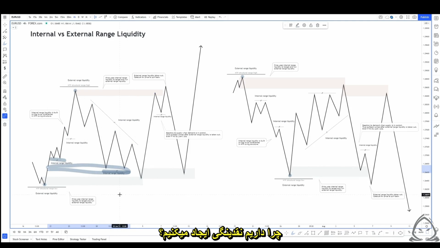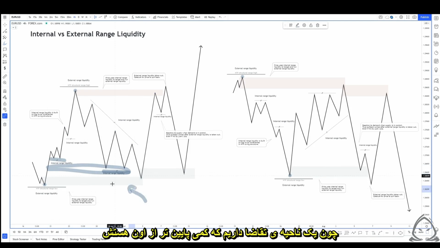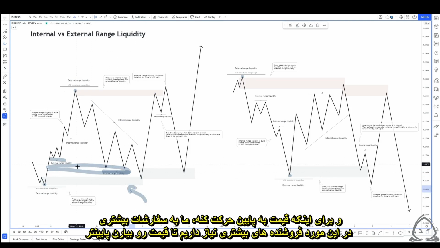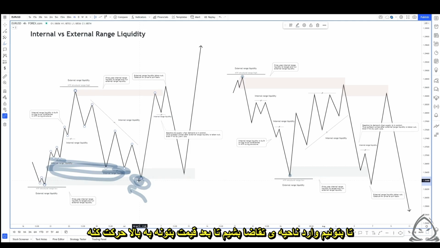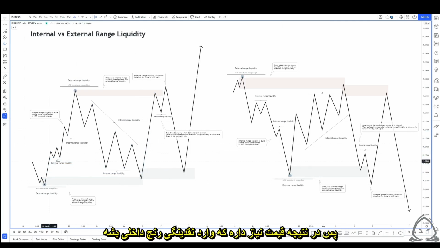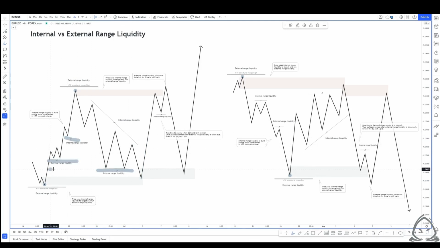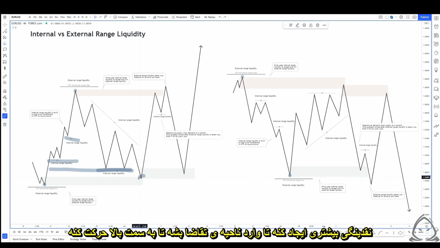Why are we building liquidity? Because we have a demand zone that rests just below that. And in order for price to push down, we need more orders, or more willing sellers in this case, to bring price lower so that we can get to a demand zone so that price can then start to move to the upside. So as a result, price needs to start tapping into internal range liquidity, create more liquidity to tap into a demand zone to continue moving to the upside.